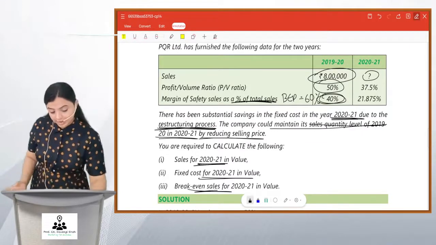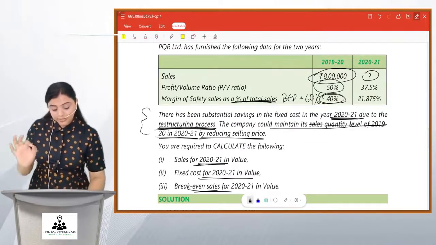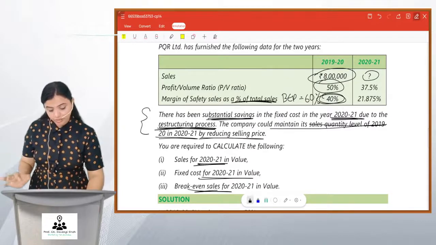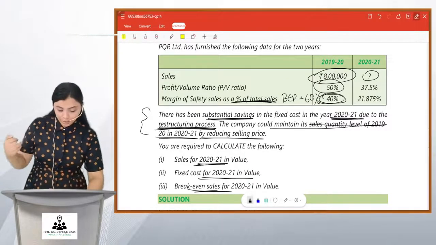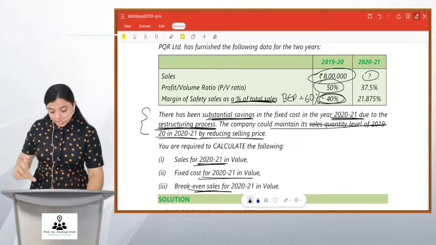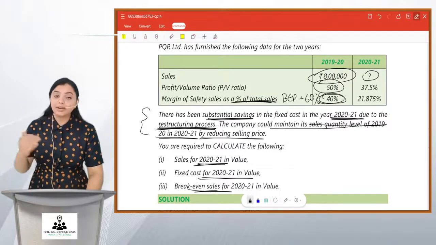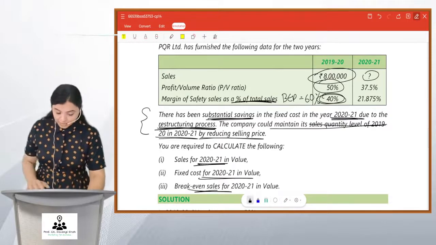And let's read it again. There are substantial savings in fixed cost. So the fixed cost is going to be less in 2021 as compared to 2020. And the company could maintain its sales quantity level by reducing the selling price. That means the quantity will be the same.